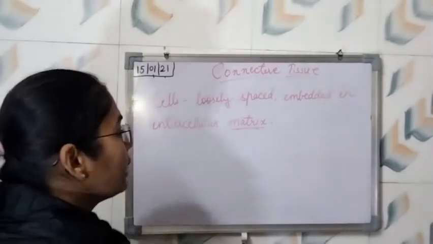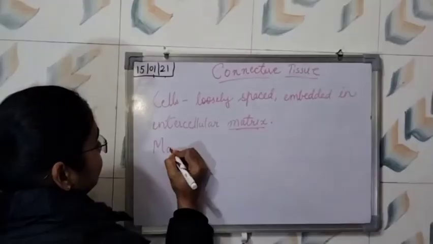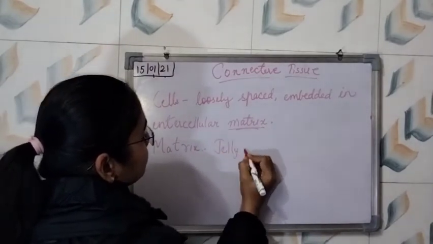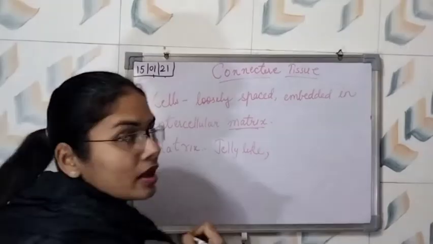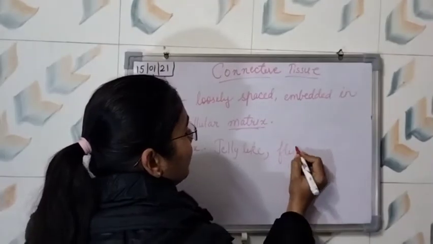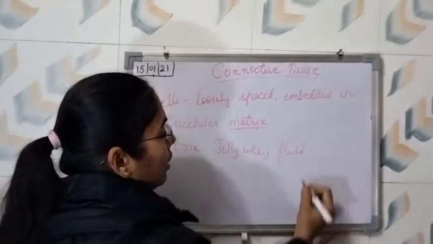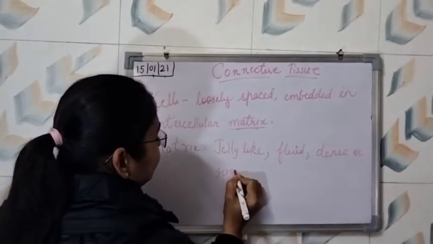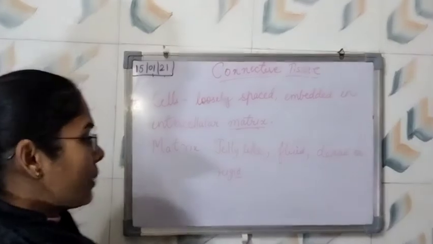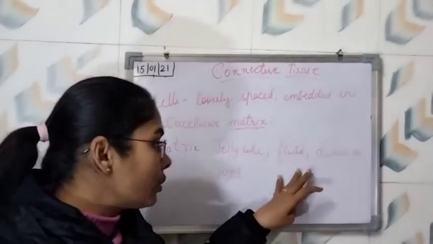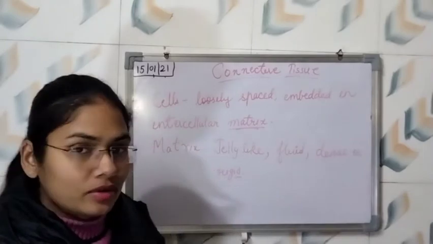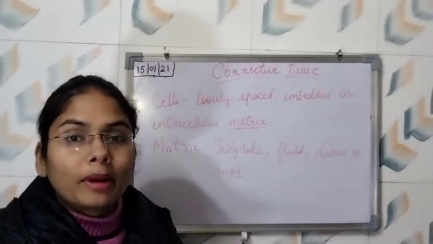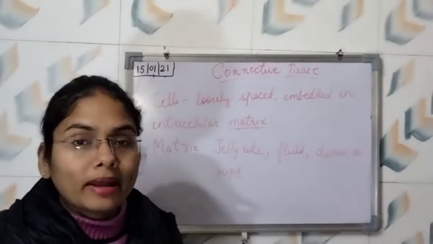Matrix may be jelly-like, it can be fluid, and it can be dense or rigid, right? If we talk about its nature, the nature of the matrix depends upon the particular function which is going to be performed by the cell, right?